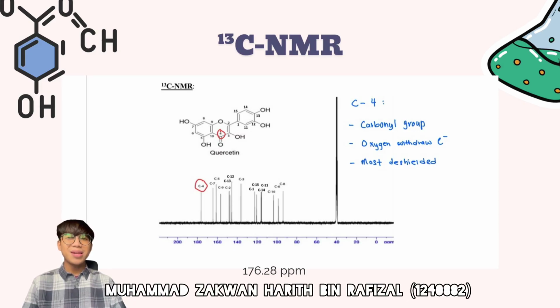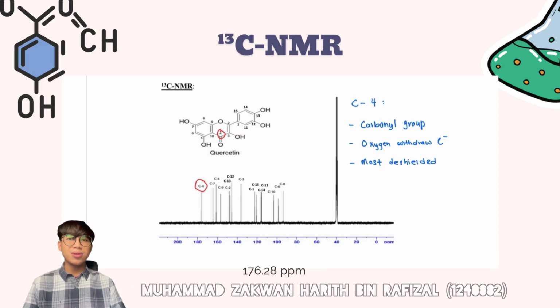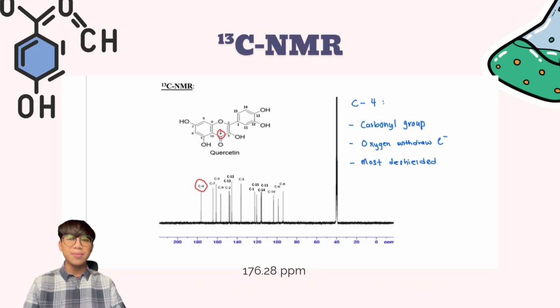Assalamualaikum and hi everyone, my name is Zakwan Harith and I will be presenting to you on the quercetin spectrum in carbon NMR. So, quercetin consists of 15 different carbons that can be seen from 15 different peaks in the carbon NMR. Carbon that is directly attached to an electronegative atom appears further downfield, which is de-shielded, while the normal aromatic carbon appears further upfield, which is shielded. Let's take a look at each carbon.